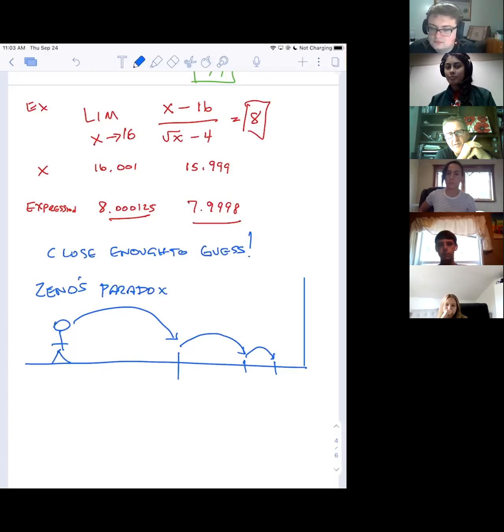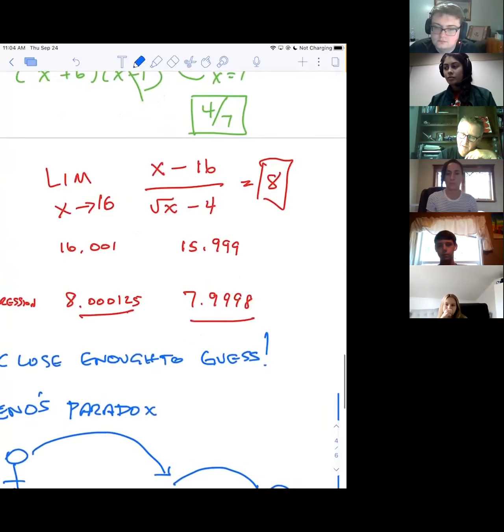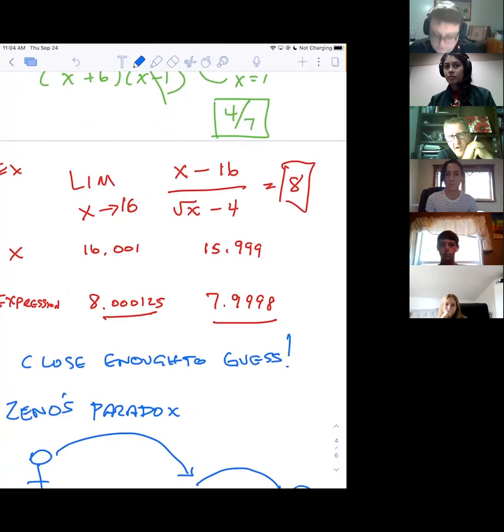So it gets at the concept of infinity. What have we been doing? We get infinitely close to 16 here, right? If you get infinitely close, then the answer is 8.